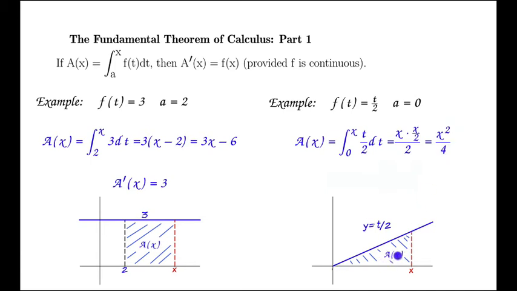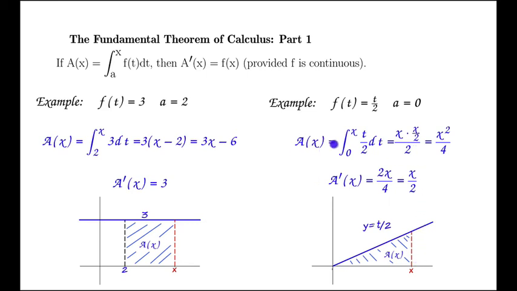So that's this area. So now what happens when we differentiate that area? So this says when we differentiate the area, we should get back the original function. And so when we take A prime of x, we take the derivative of x squared over 4. That's 2x over 4, which is the same as x over 2. And indeed, that's the original function that we started with, except with an x instead of a t. That is, we're saying that this area changes as a function of x, and its rate of change is exactly this height, x over 2.